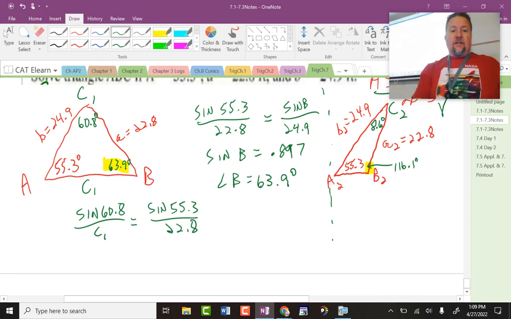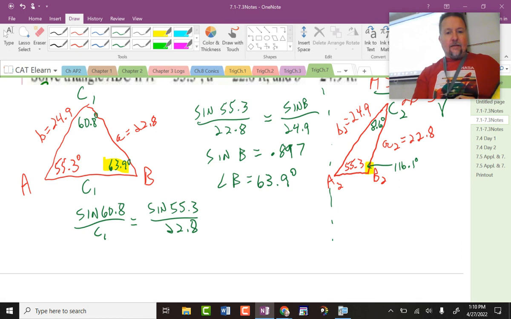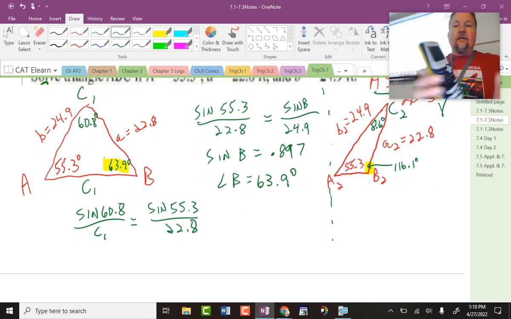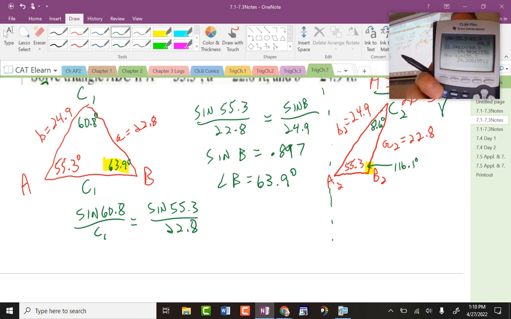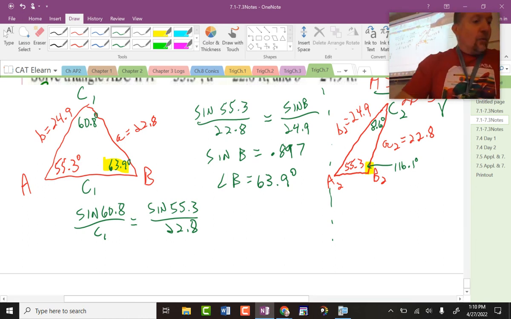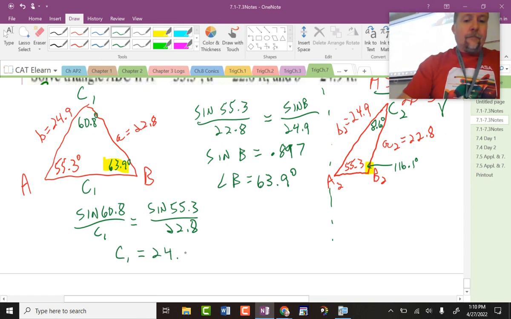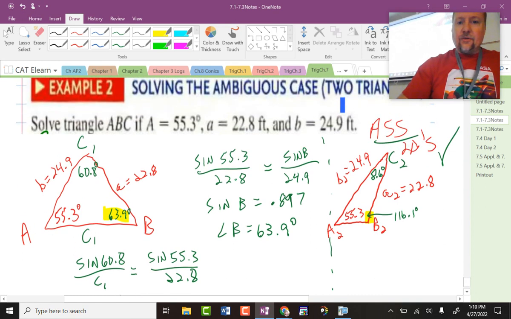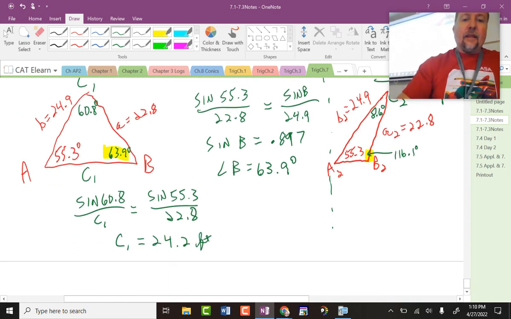And then this is literally, switch these. You're going to divide by sine 55.3 22 times. So it's 22.8 times sine 60.8. Enter, divided by sine 55.3. All that on the calculator. And you end up with 24.2. So C1 is a longer measure. And were there any measures given? Feet. Good. The angles are in degrees.